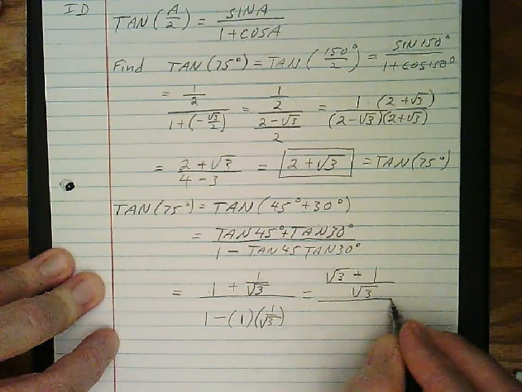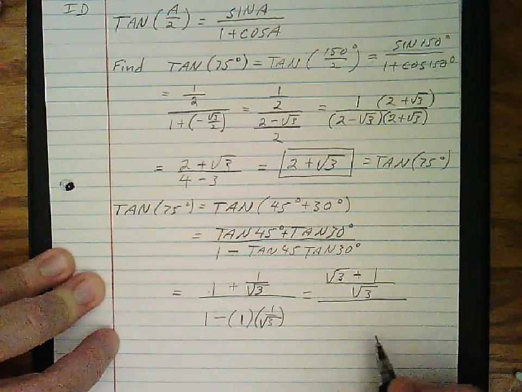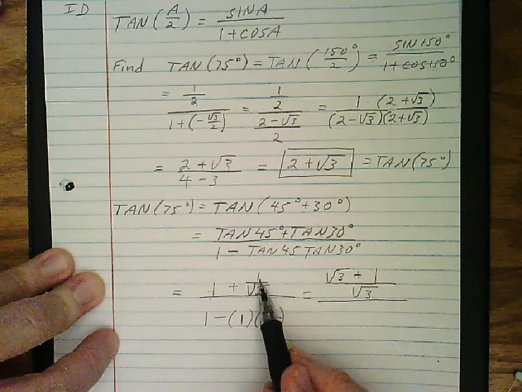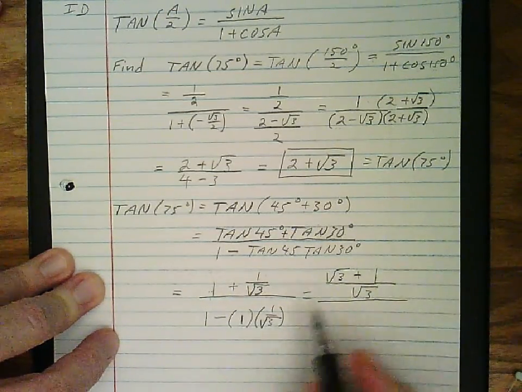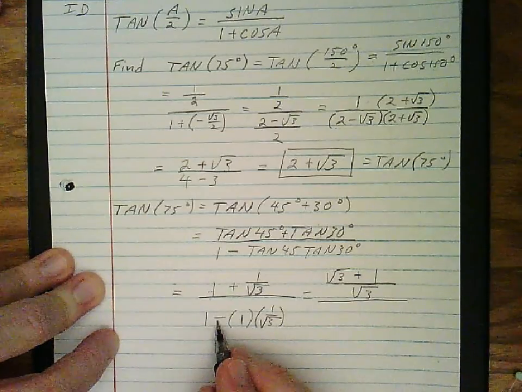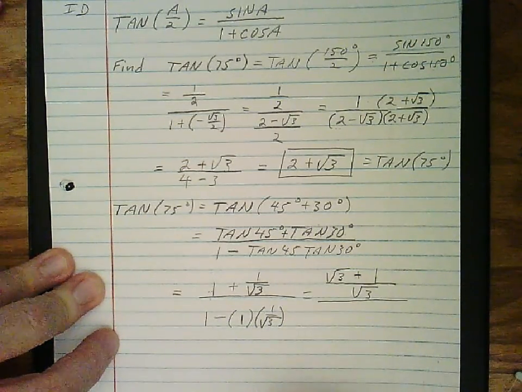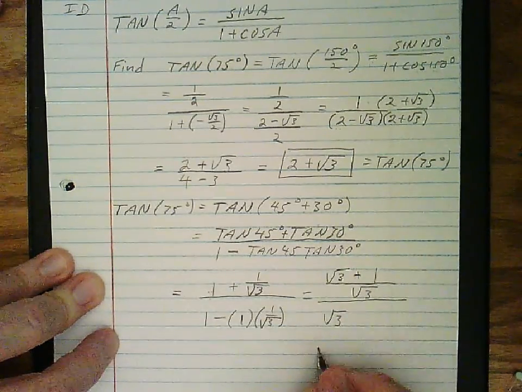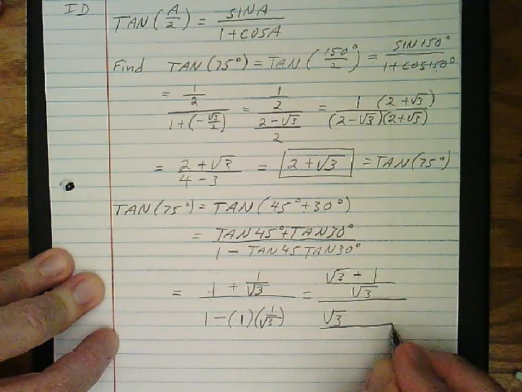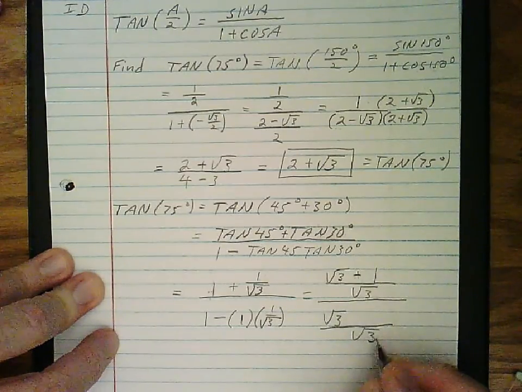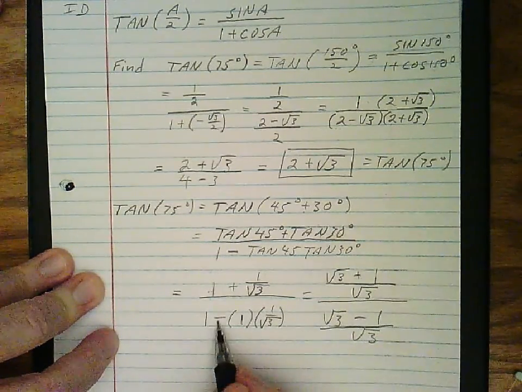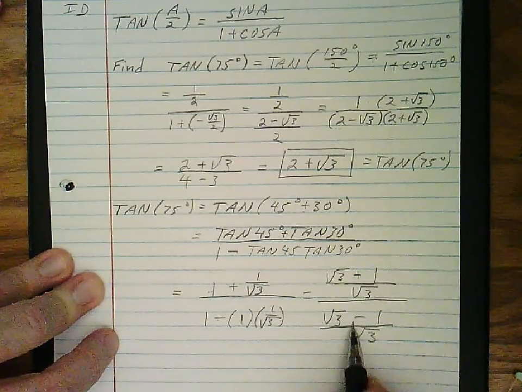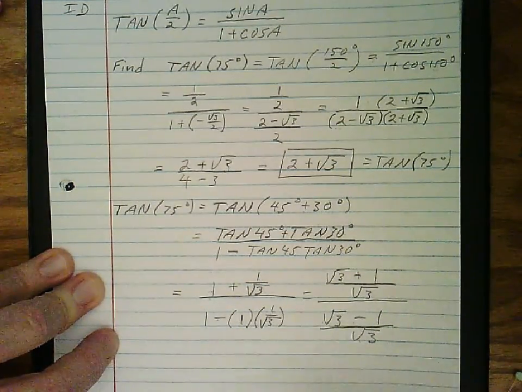You can do it either way. I'm sorry, hopefully that didn't confuse you. So 1 comes disguised as rad 3 over 3, rad 3 plus 1 all over rad 3. That's in the numerator. Over here we have 1 minus 1 over rad 3, which means 1 is going to come disguised as rad 3 over rad 3. They have the same denominator, so this is 1 minus, and 1 is rad 3. So rad 3 minus 1 over rad 3.